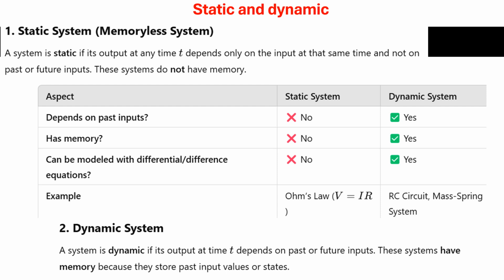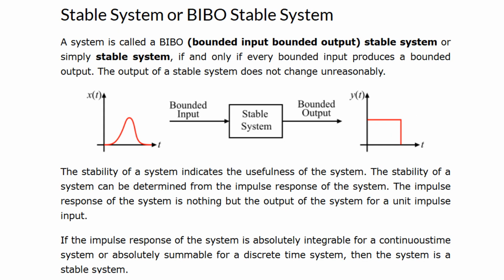So here is the comparison: depends on past inputs. Static will definitely not depend, and dynamic will depend on the past, and dynamic will also have memory, so that is why this is dynamic. Lastly, we are going to talk about stable or unstable types of systems. Stable simply means it has a bounded output corresponding to a bounded input. Bounded output means it is integrable and has finite area. So the stability of a system indicates the usefulness of the system.